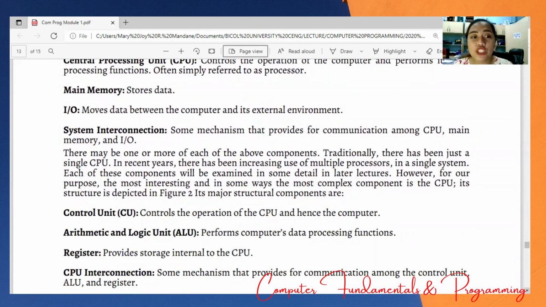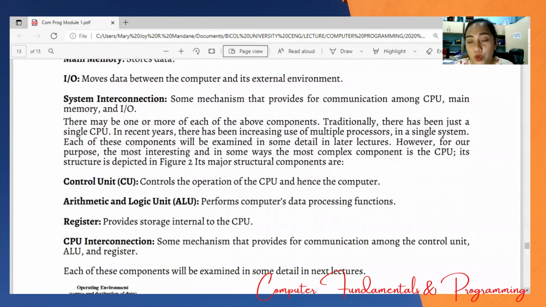Traditionally, there has been just a single CPU. In recent years, there has been increasing use of multiple processors in a single system. Each of these components will be examined in some detail in later lectures. However, for our purpose, the most interesting and, in some ways, the most complex component is the CPU. Its structure is depicted in Figure 2.